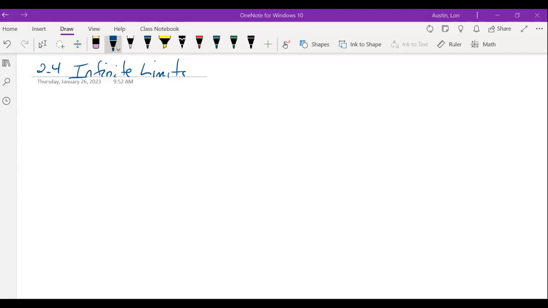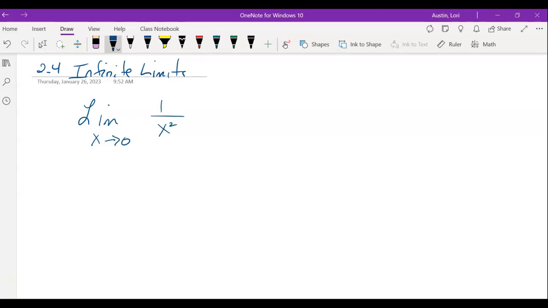Okay, the next section we're going to do today is infinite limits. And the first thing I want to do is explore a function to go over infinite limits. All right. So the function I want you to take a look at is, let's explore the limit as x goes to 0 of 1 over x squared.